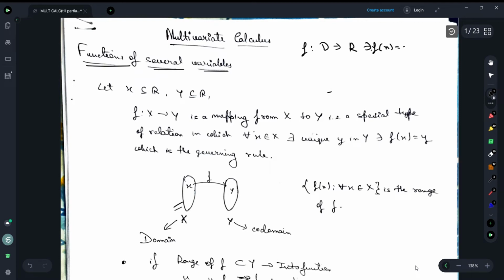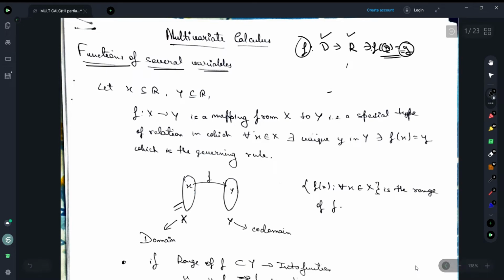Let's say f(x) equals y. So we used to map elements of x to elements of y, where y was called the image of x and x was called the pre-image of y. The condition for f to be a function which is mapping elements from D to R is that every element of D must have a unique image in R.